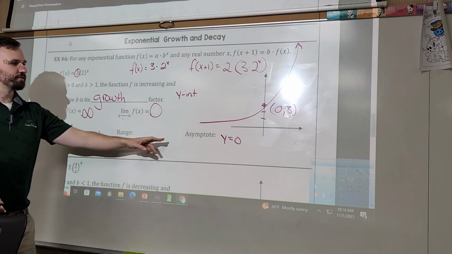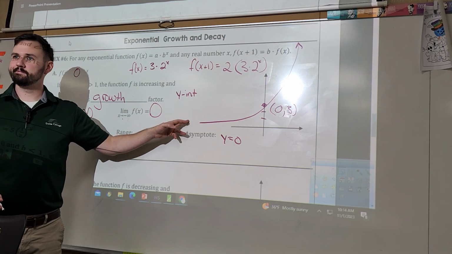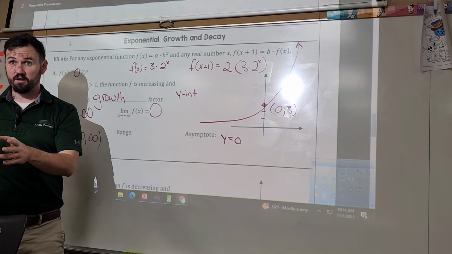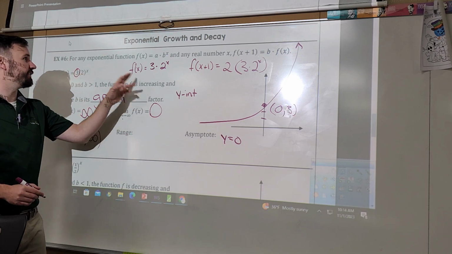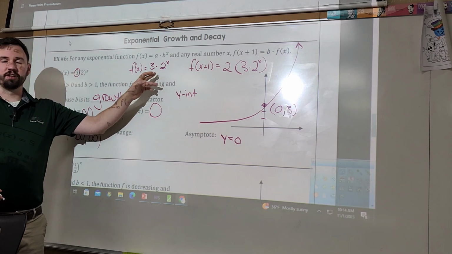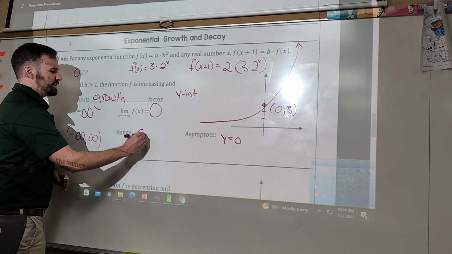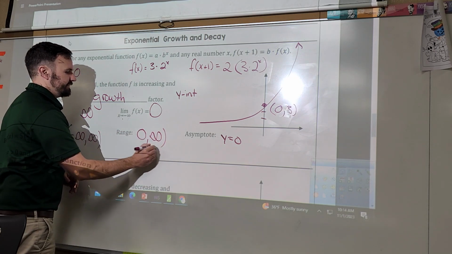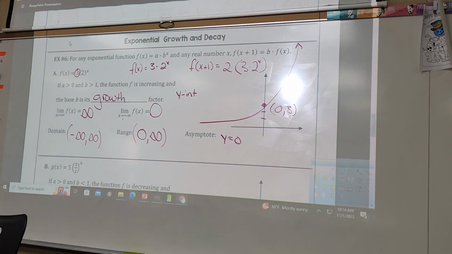Now for range, can't be negative, right? Can it be 0? No. There's nothing I can plug in that'll get me 0. It'll get me really close. So it's 0 to infinity, parentheses, parentheses.